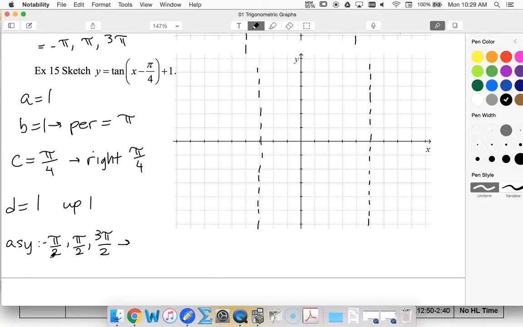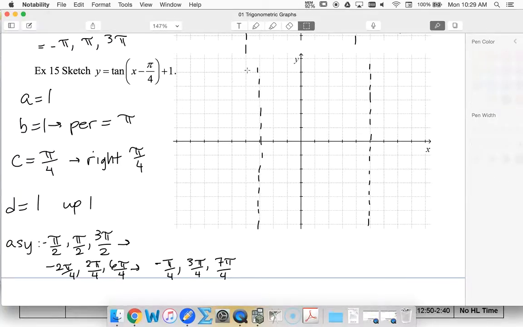I'm moving to the right pi over 4, so I could call this negative 2 pi over 4, 2 pi over 4, 6 pi over 4, and then when I move it pi over 4 to the right, I end up with negative pi over 4, 3 pi over 4, and then 7 pi over 4, and seeing that I still have a distance of pi in between. So let's just count by pi over 4s.